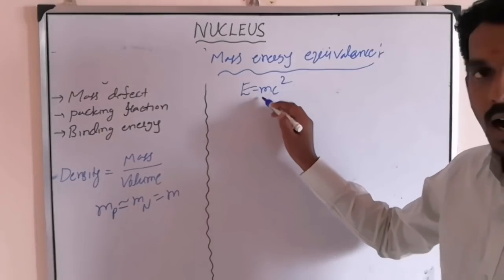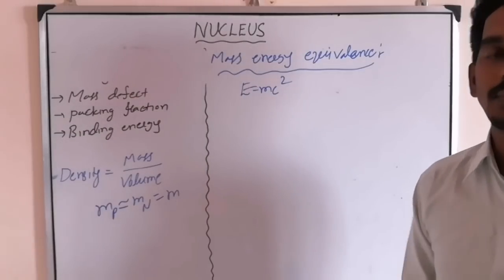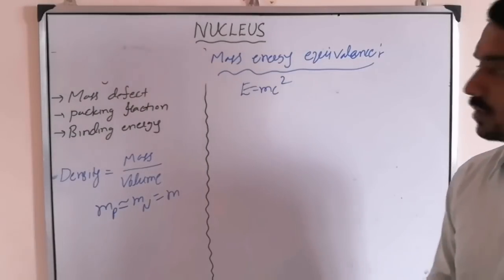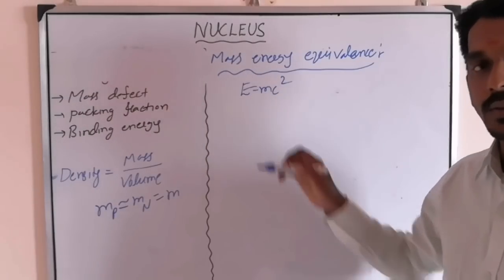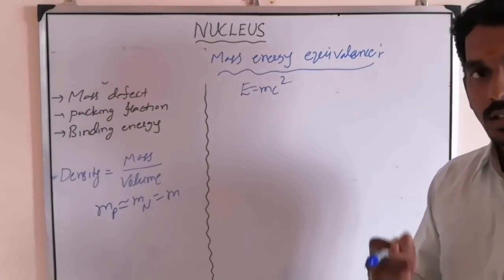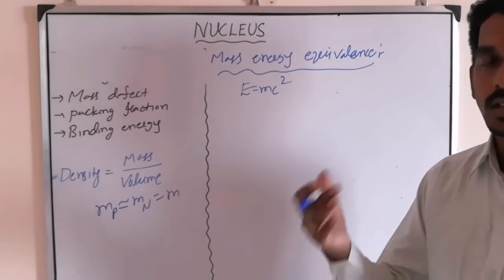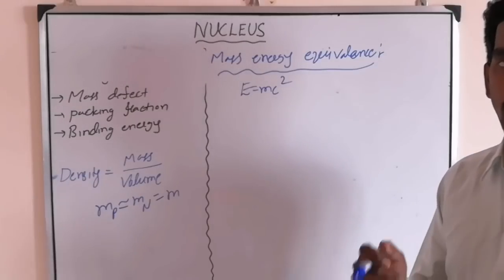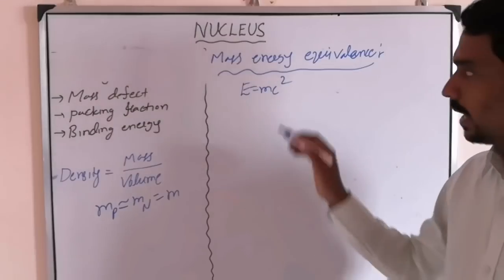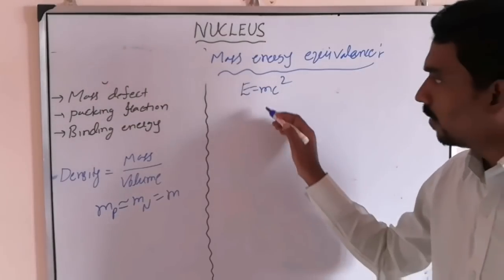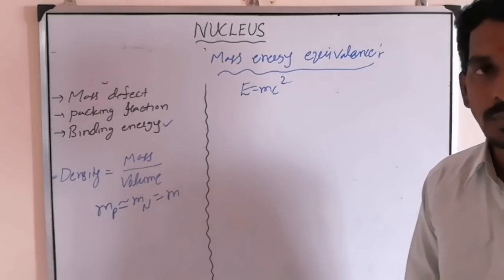So mass m is always equal to mc square amount of energy. That's why it is called mass-energy equivalence. The energy is equal to a particular amount of mass. Here, why do we require this? Because to calculate this thing, what is this? Binding energy.